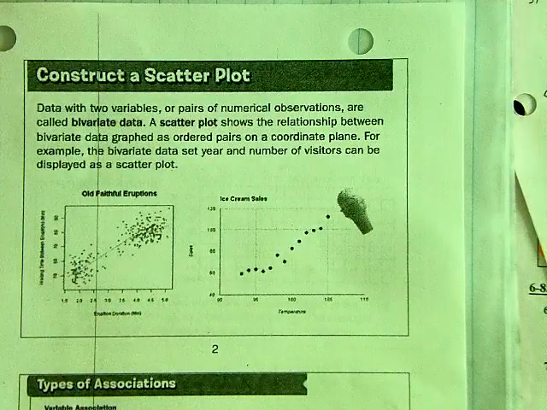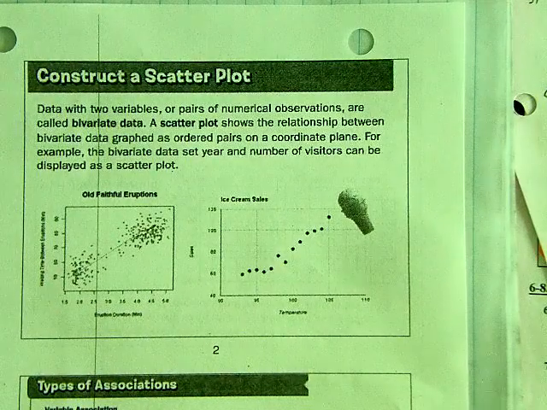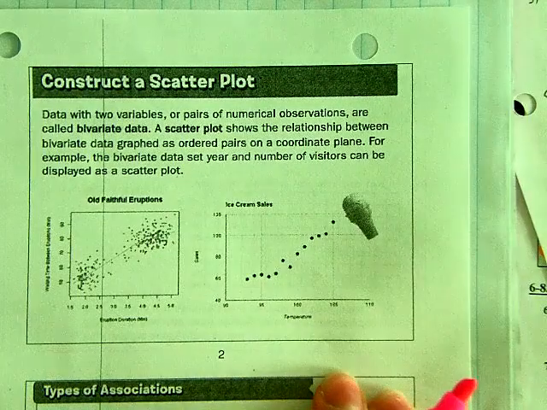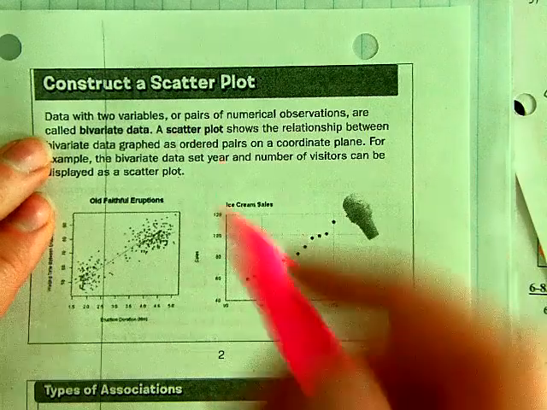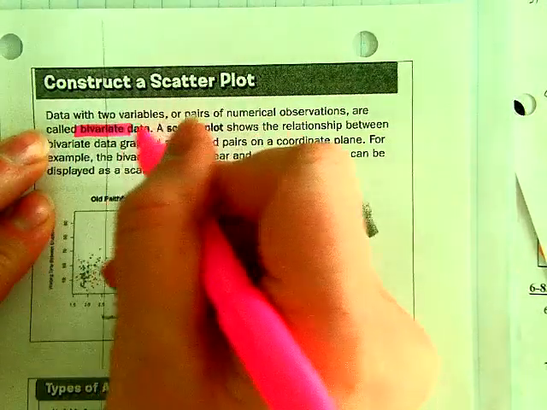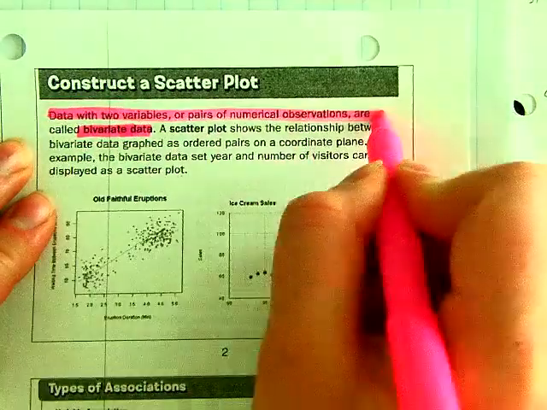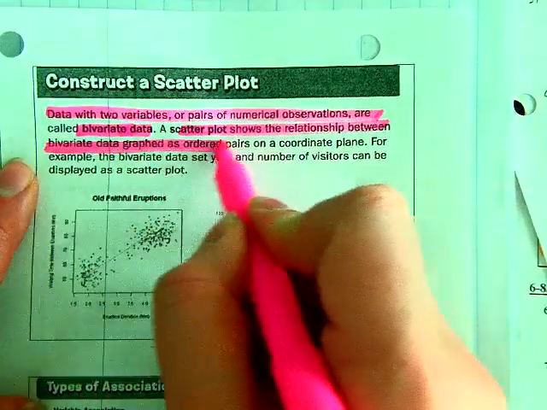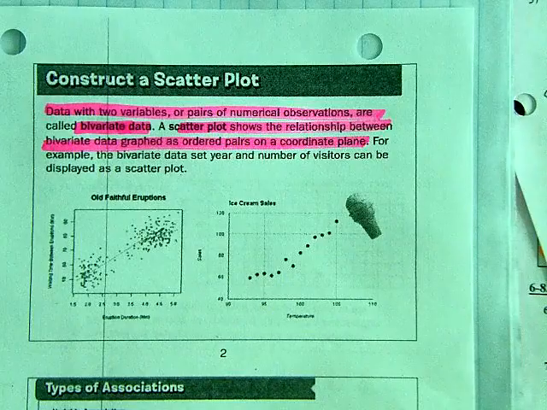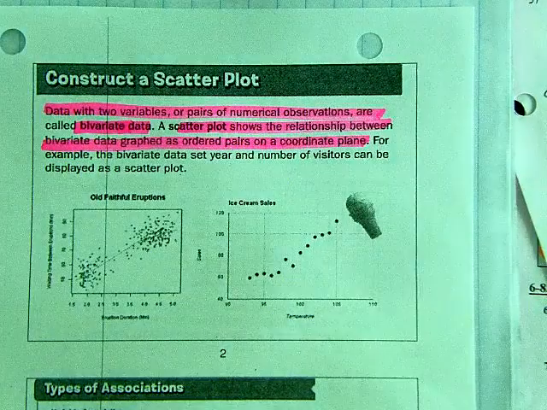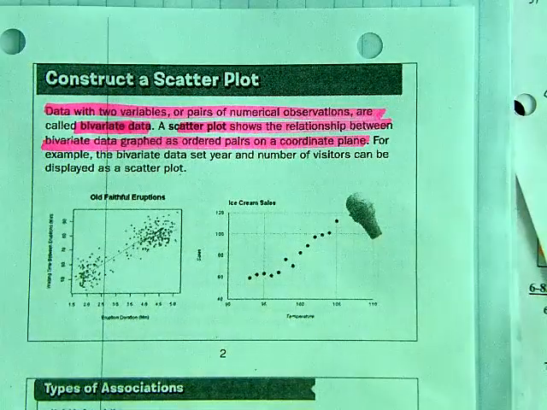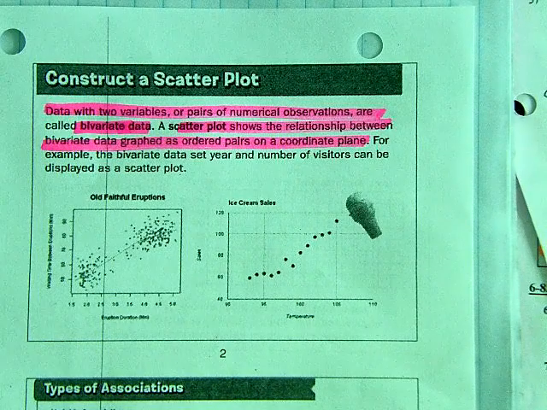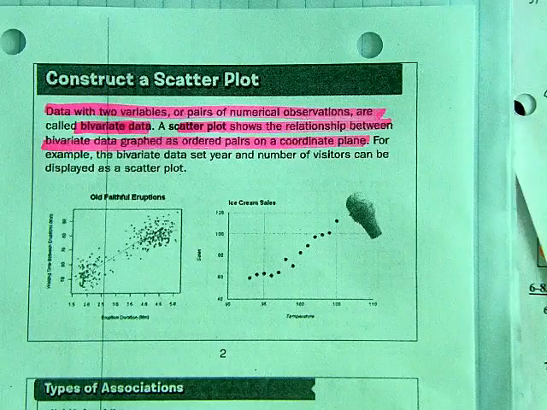Grab your vocab sheet. We have 2 vocab words here. Data with 2 variables, or pairs of numerical observations, like Celsius versus Fahrenheit, are called bivariate data. So bi means 2. A scatter plot shows the relationship between bivariate data graphed as ordered pairs on the coordinate plane. And sometimes there's a lot, and sometimes there's a little. For example, the bivariate data set, year and number of visitors, can be displayed as a scatter plot. So we would see that just like Celsius versus Fahrenheit.